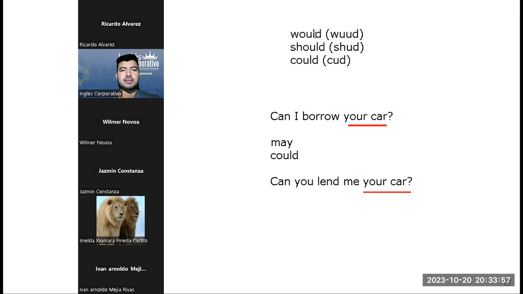Bien. Antes de irnos a eso, fíjense bien. Would, should, could. La L no se pronuncia, ni tampoco la O. Solo la U y la otra consonante, la D. Todas terminan en UD. Would, should, could. Y yo sé que me pueden decir, teacher, pero qué raro eso del inglés. ¿Cómo es que hay letras que no se pronuncian?